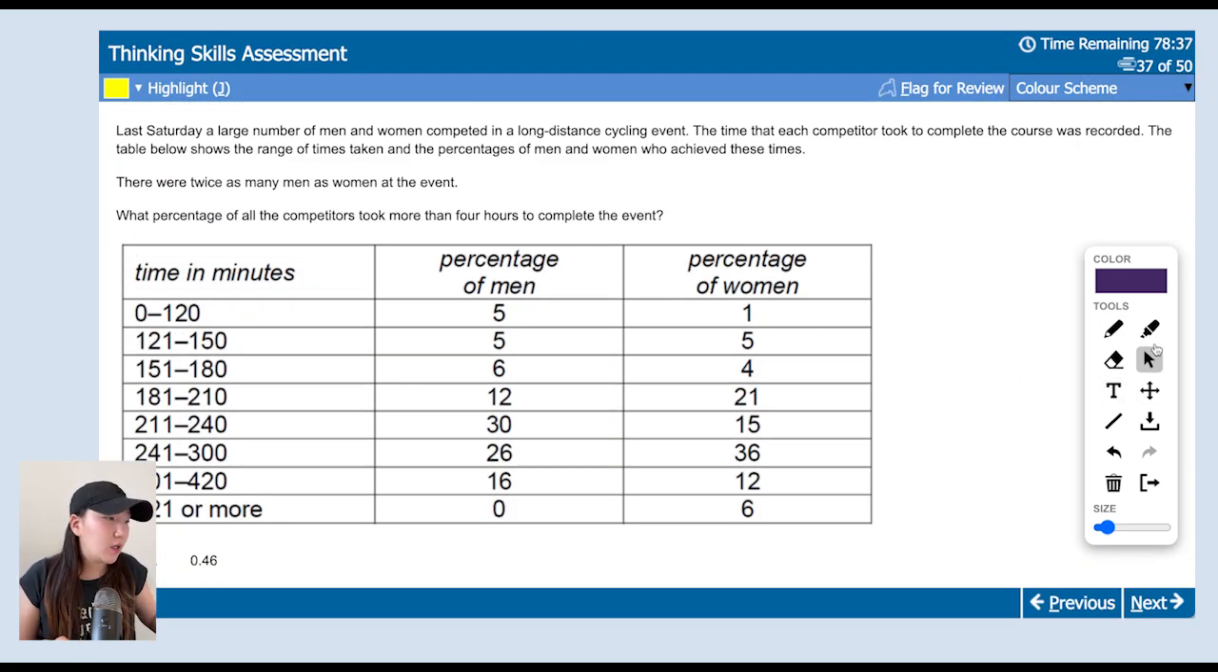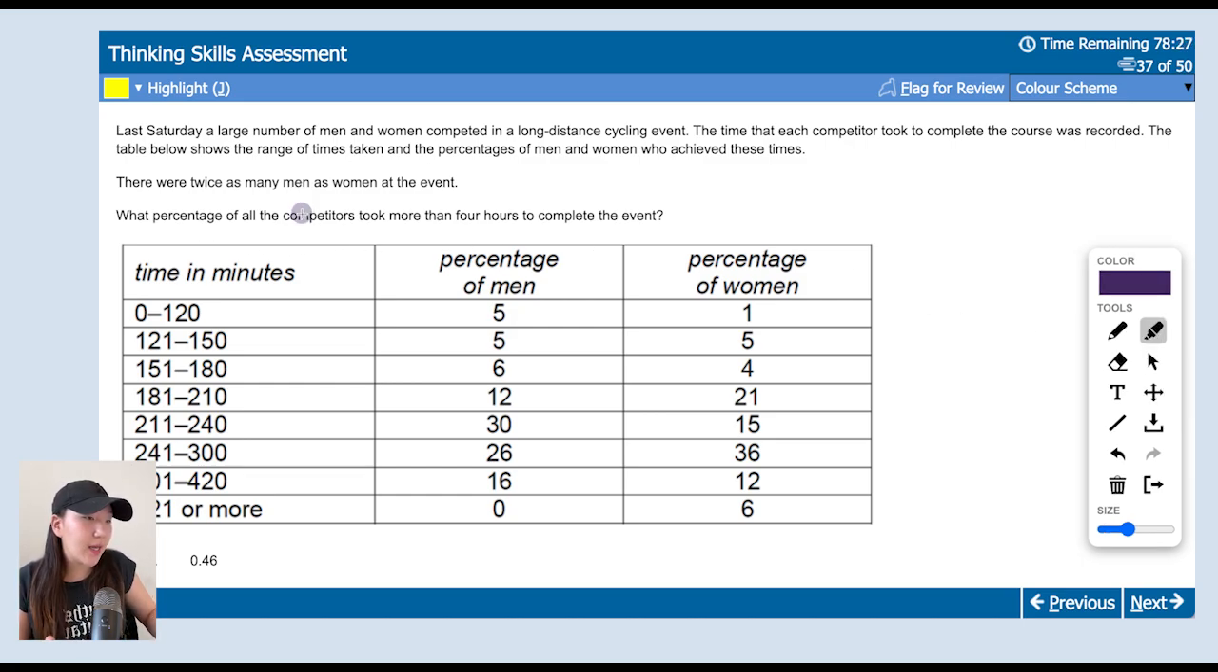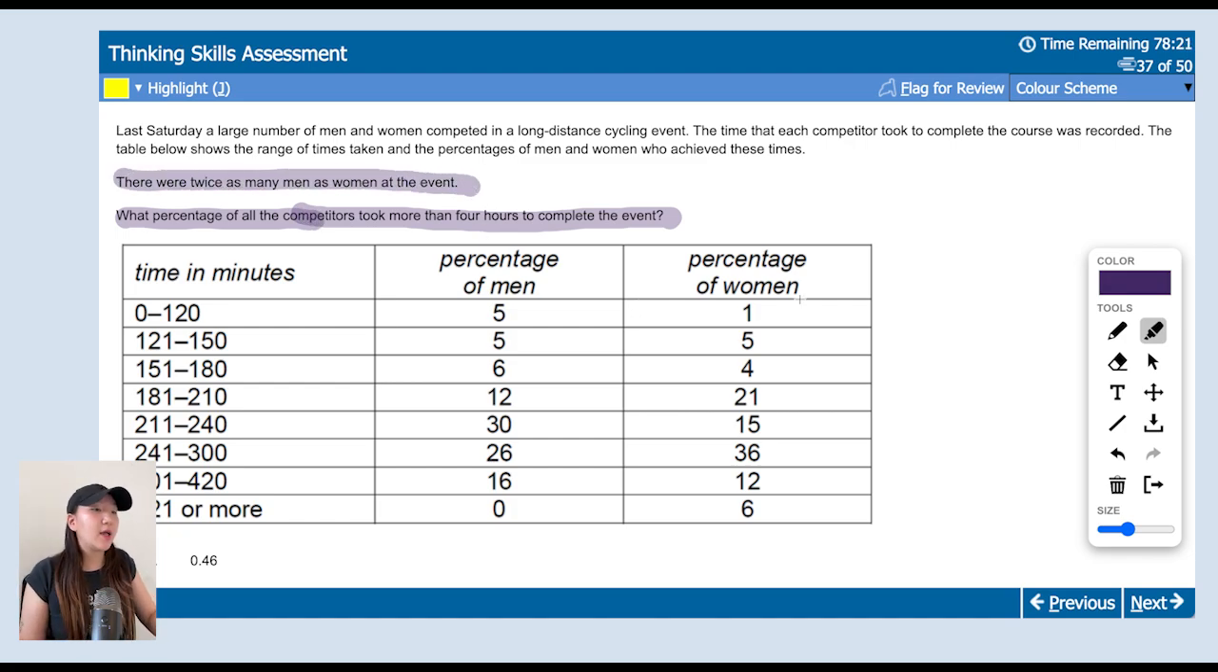Okay, now we are looking at, again, we've had this kind of question come up before, and I know some of you guys struggled with this, so let's take our time with this one. So we're looking at what percentage of all competitors took more than 4 hours to complete the event, right? And the other thing we know is that there were twice as many men as women at the event. Okay, so we know this is a cumulative thing, right? So we need to add, essentially.